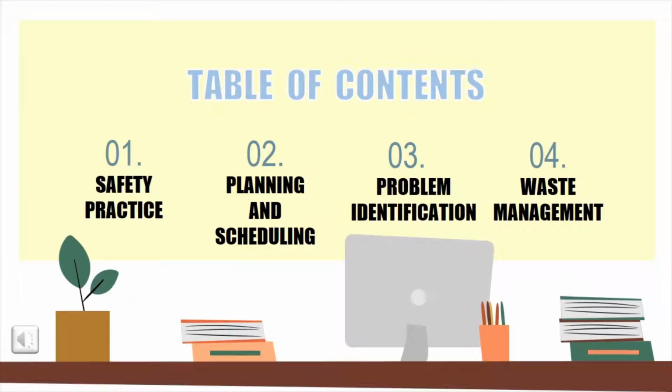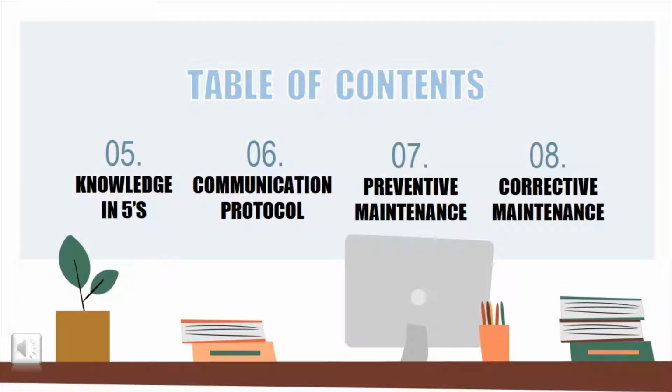Number 1 is safety practice. Second is planning and scheduling. Third, problem identification. Fourth is waste management. The fifth one is knowledge in 5S, communication protocol, preventive maintenance, and the last is corrective maintenance.